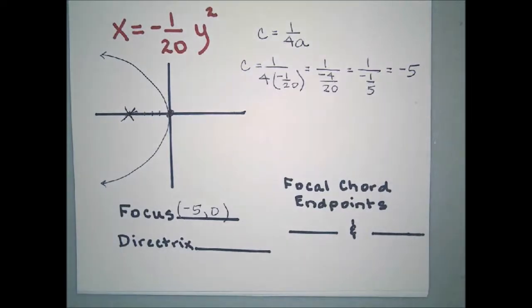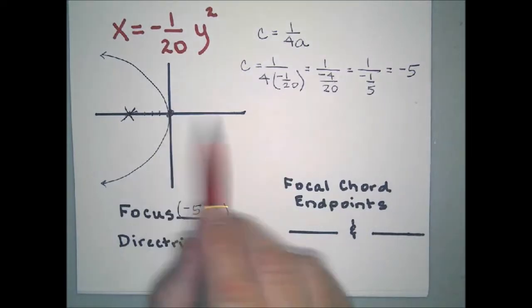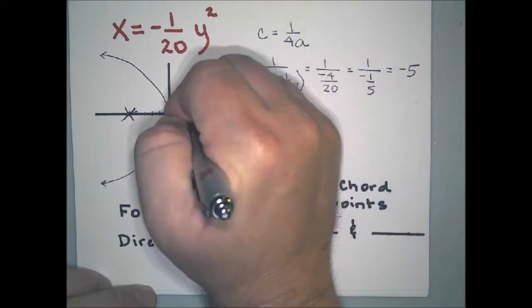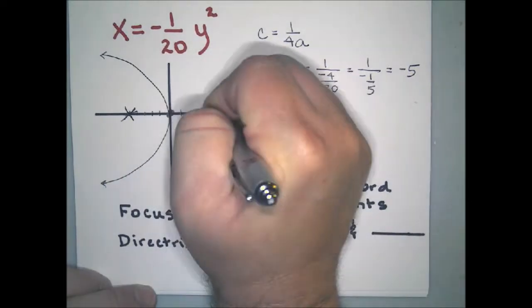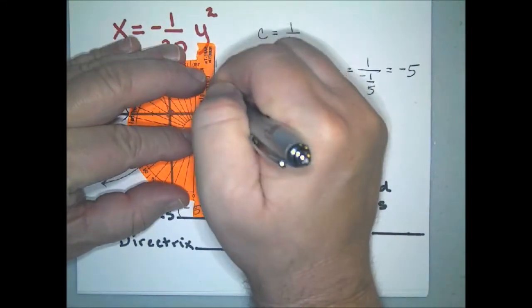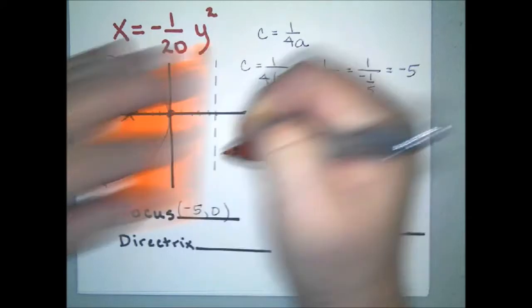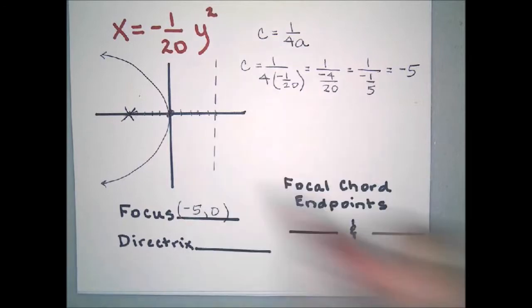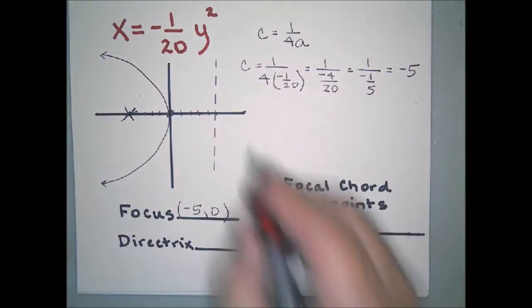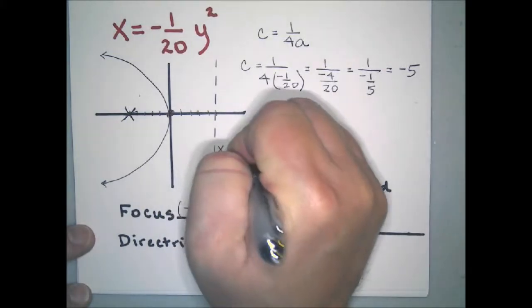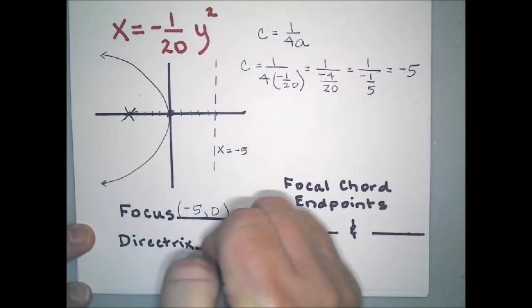Now I know that also shows me how many steps I need to go behind the parabola or in back of the parabola to find the directrix. 1, 2, 3, 4, 5. And there's my directrix. And it happens to be a vertical line. Well, I tried to make it a vertical line. And that equation would be x equals negative 5.